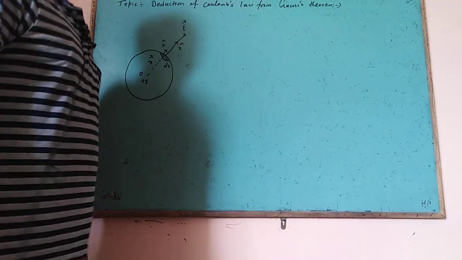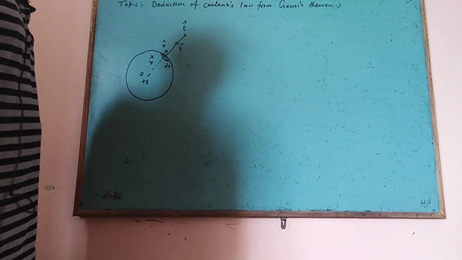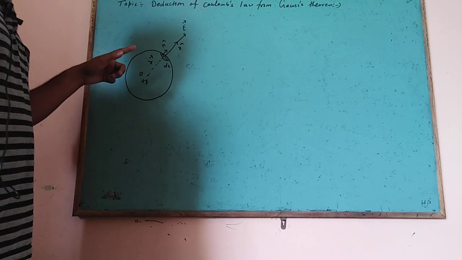Today, the class 12 physics topic is deduction of Coulomb's law from the Gauss theorem. Write the theory of this topic: deduction of Coulomb's law from Gauss theorem.